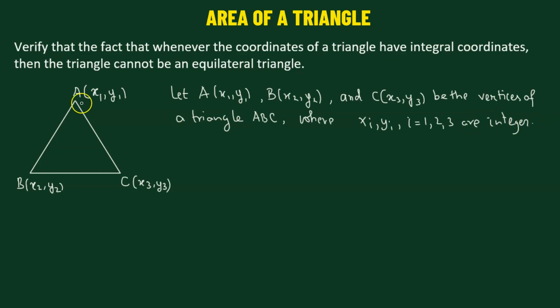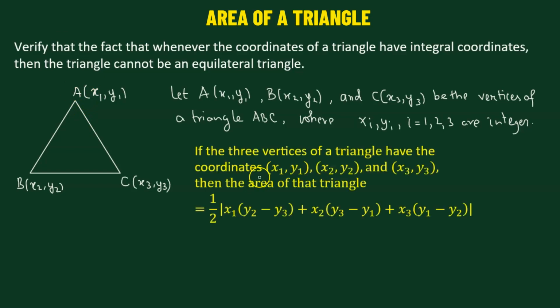Now, if we know the coordinates of the vertices of a triangle, then we can also find out its area. So let's define the formula for finding out the area of a triangle when the coordinates of its vertices are known. So if the three vertices of a triangle have the coordinates given by x1, y1, x2, y2 and x3, y3, then the area of the triangle is given by this formula. We have half times the absolute value of x1 multiplied by y2 minus y3, plus x2 times y3 minus y1, plus x3 times y1 minus y2.